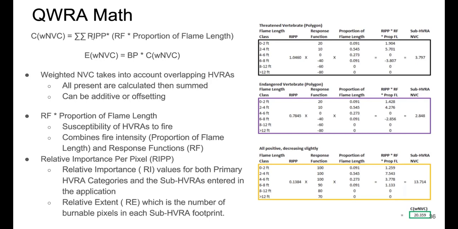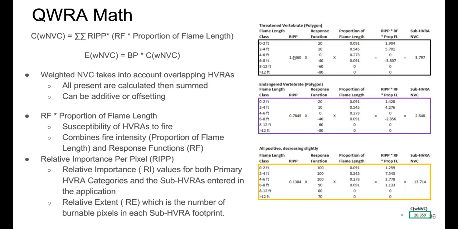I'm not going to tell you how to calculate relative importance per pixel because it's really complicated, but it sums all those for every sub-HVRA or overlapping HVRA on any given pixel. So in this case, for this one pixel, we've got a threatened vertebrate, we've got an endangered vertebrate, we've got some ecosystem function.